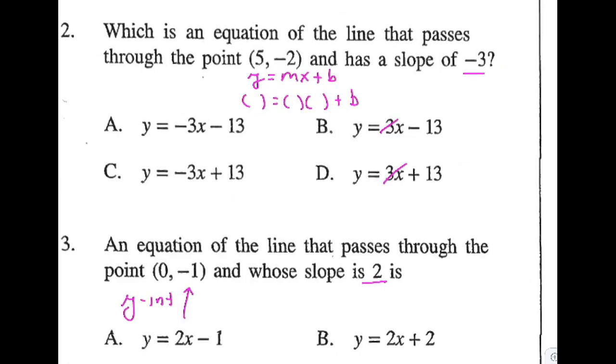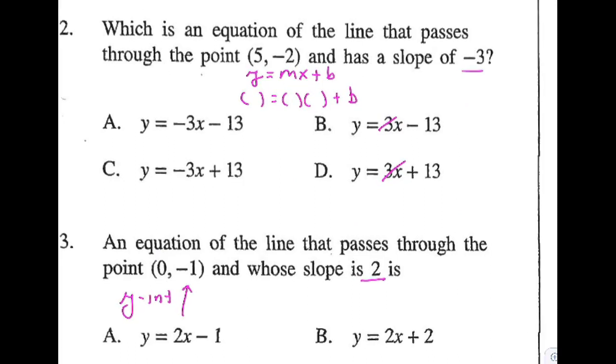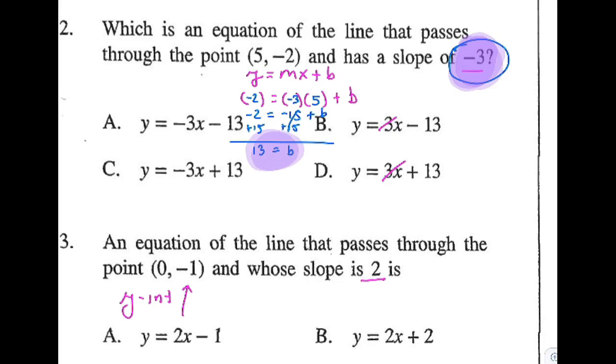And number 2. Using y equals mx plus b, they give me an x and a y, so I'm going to plug in my y and my x. They also give me a slope, m, over here. So this ends up being negative 2 equals negative 15 plus b. I'm going to add 15 back to both sides, and I get positive 13 equals b. So which one of these choices has a slope of negative 3 and a y-intercept of positive 13? That would be choice C.